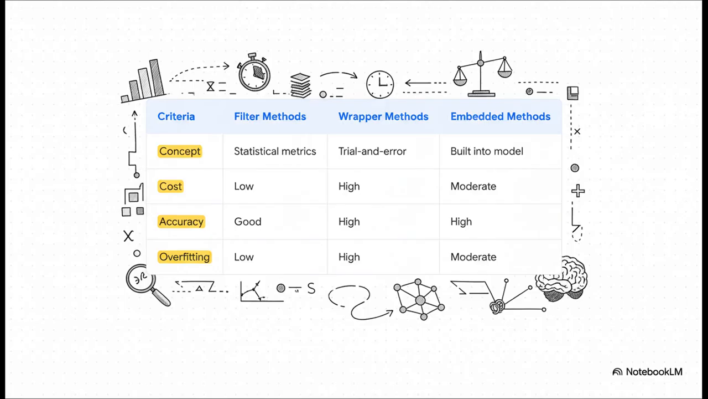And this table is a perfect cheat sheet for an exam. You've got 3 main ways to do this. Filter methods are the fast and cheap option. They just use stats to rank features. Wrapper methods are the opposite. They're slow and expensive because they literally try out different feature combinations with your model, but they're super accurate. And then embedded methods are that nice middle ground where the feature selection is baked right into the model's training process itself.